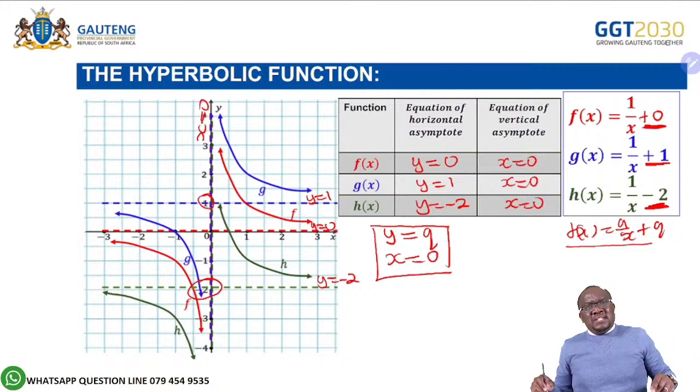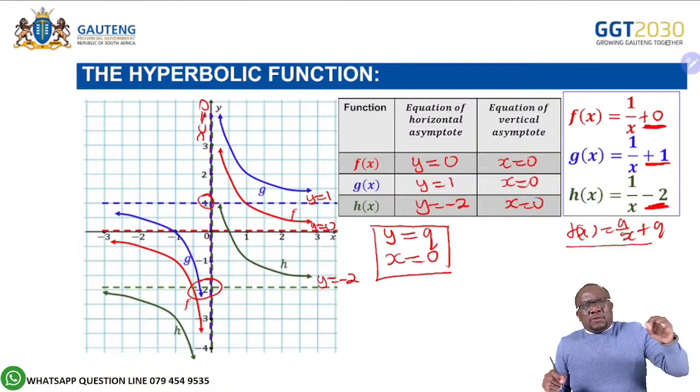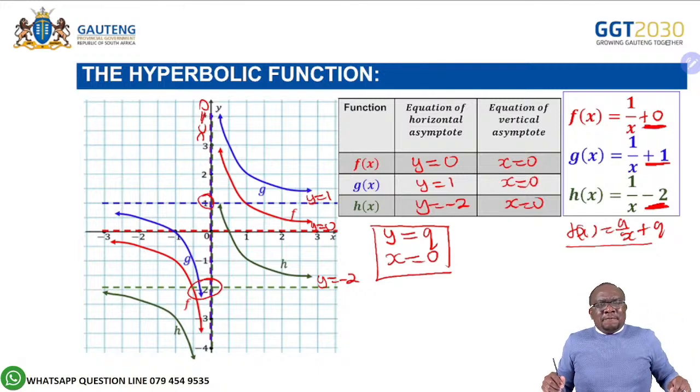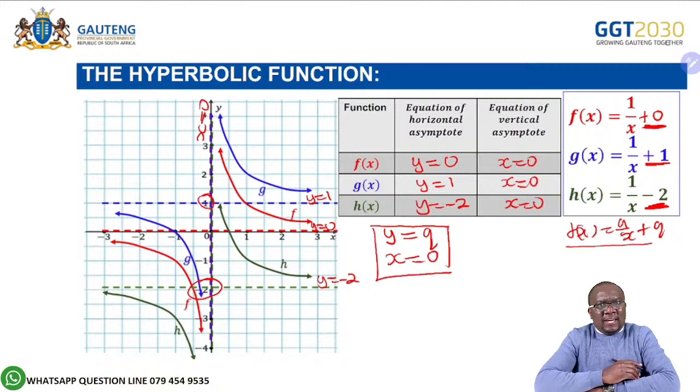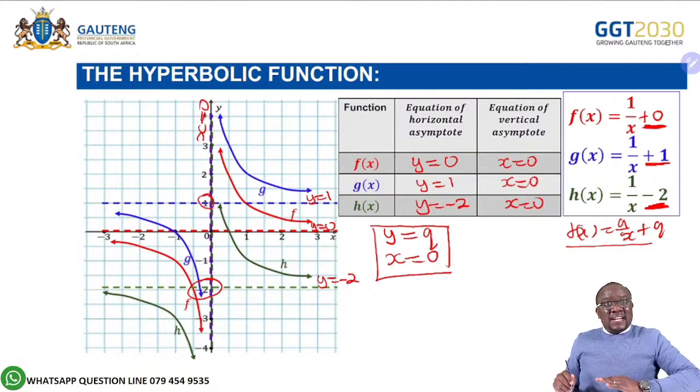You are given an equation, f of x is equal to 3 over x plus 3. What is the equation of the horizontal asymptote? y is equal to 3. f of x is equal to 3 over x minus 5. What is the equation of the horizontal asymptote? y is equal to minus 5. You see that? Okay, don't lose marks on that. Now you have learned something, isn't it?